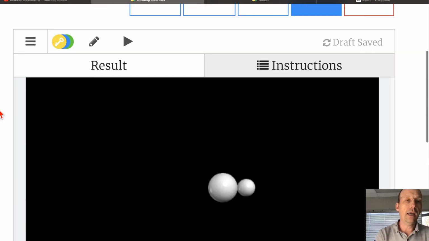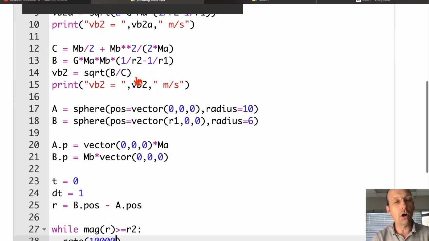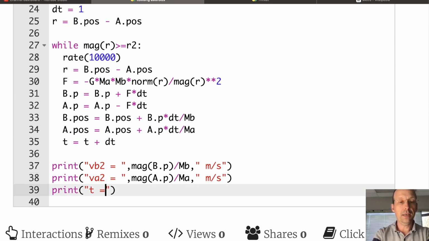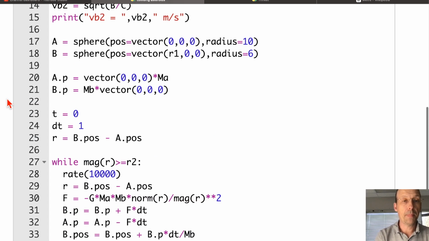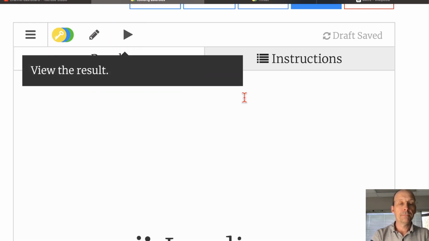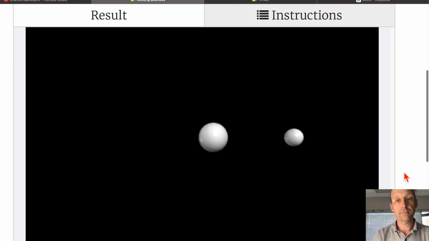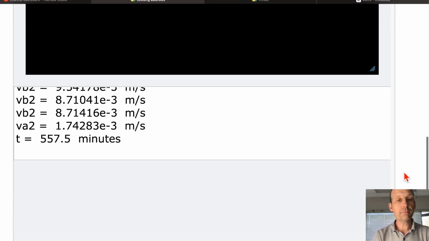Okay. And let's do one more thing. How long does it take to collide? Let's print that. T equals T. And let's put it in minutes, so let's do T divided by 60, and that'll be in minutes. I think it's going to be a long time. There they go. 557.5 minutes.